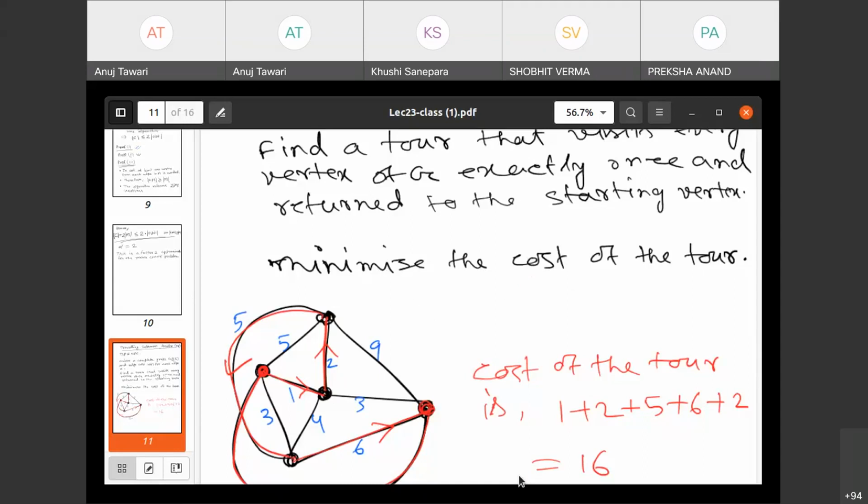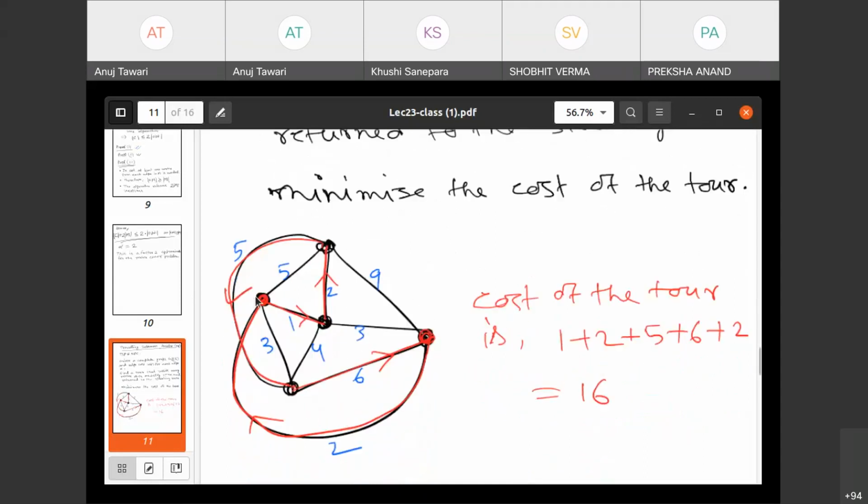Okay. So one such tour is given by the red edges here. So this is our origin city. Go to this city, this city, this city, this city, come back to the original city. So we have visited every city exactly once and we have returned back to the original city. And the cost of the tour is the sum of the weights of the edges. So in this case, it is 1 plus 2 plus 5 plus 6 plus 2. So it's 16. Okay. We want the minimum cost of such a tour. So this is what the traveling salesman problem is.